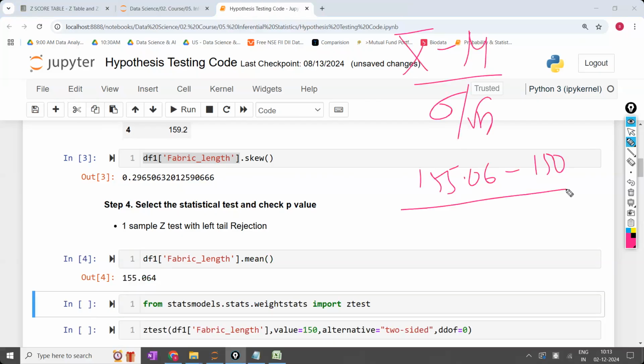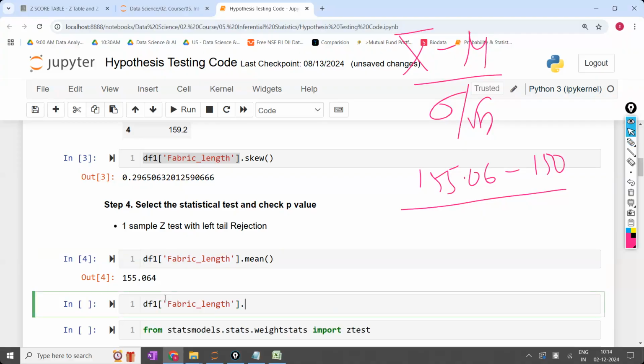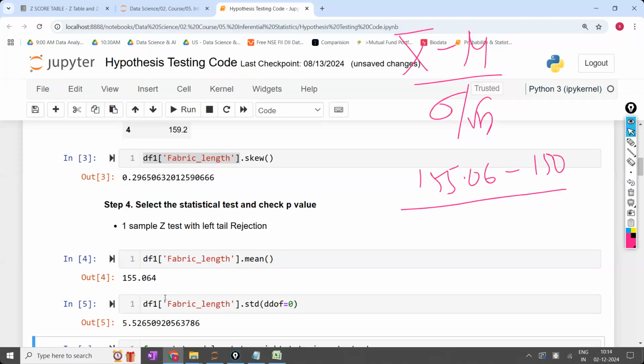Divide by sigma. What is the sigma value? Sigma should be calculated. Data was given means you have to calculate from the data only. In the question also it is given, no sir? Even in the question and in the data, both have to be the same. Let us cross check. DDOF is equal to 0 because it is the population standard deviation. What is the value? 5.526, or 5.5. They have given it rounded to 5.52.